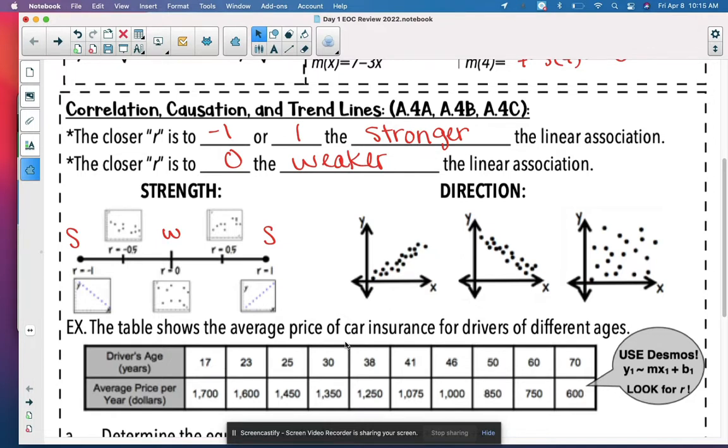Next thing I want to discuss is the direction, and this is the most basic and straightforward. If it goes uphill, it's positive. Downhill is negative. If there is no pattern or there is no line, then there is no correlation.